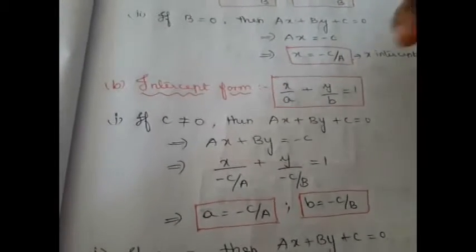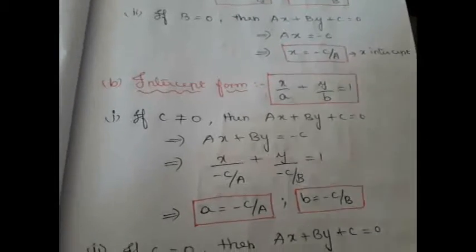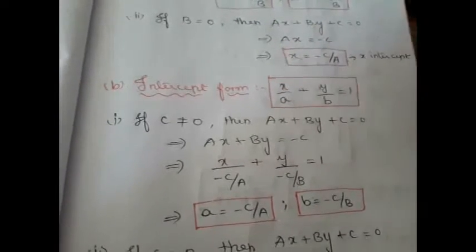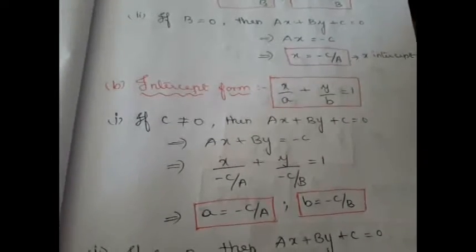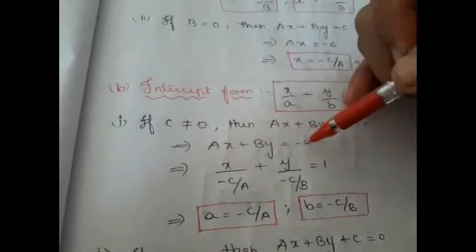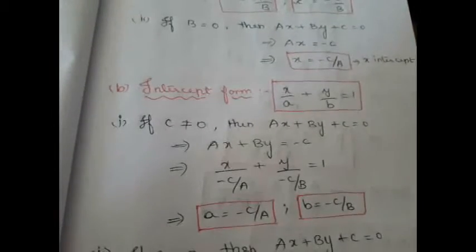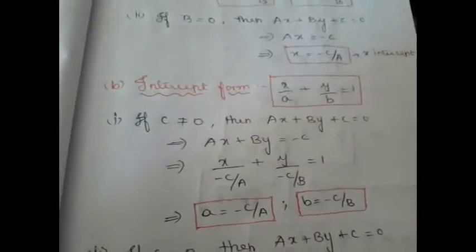If c is not equal to 0, we can bring that c to the other side, so it will become minus c. Now we need to bring it into the form of x by a plus y by b equal to 1. So we have to bring this a to the denominator and the c also to the denominator. Why? Because we need it equal to 1. If we need it equal to 1, the first step is we need to divide throughout by minus c.